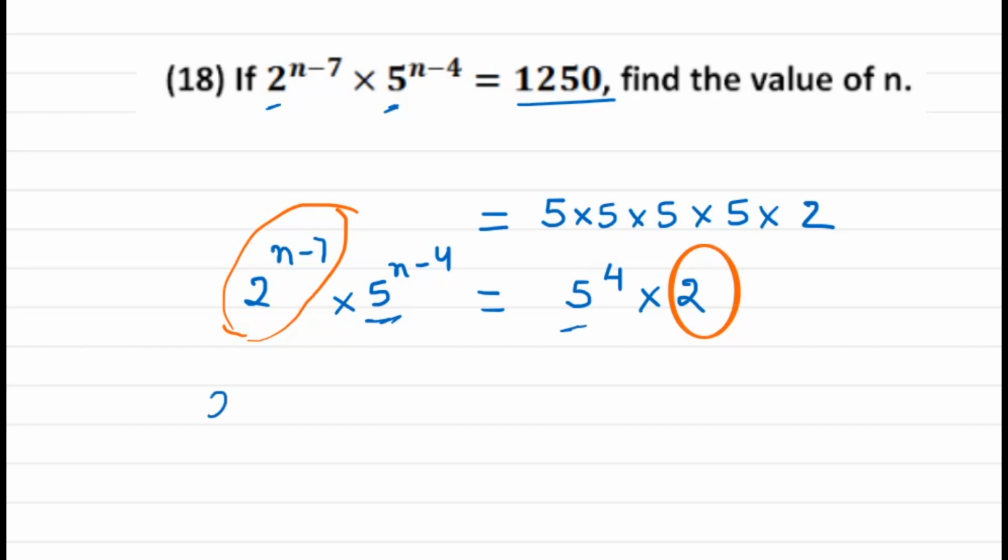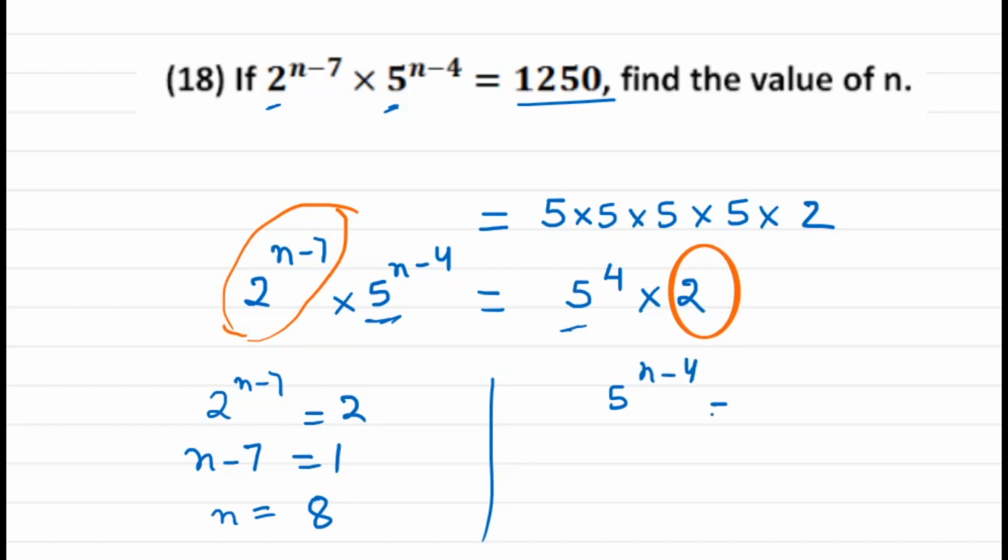So first I'm taking 2^(n−7) equals 2. So here on comparing the powers, you'll get n minus 7 equals 1. So here n will be 8. Okay. Now if you compare the other one, 5^(n−4) with 5^4, here in the powers you have n minus 4 equals 4. So here n will be 8. So in both the cases you will get the same answer. So either you can choose this one or this one. So both ways it's correct.